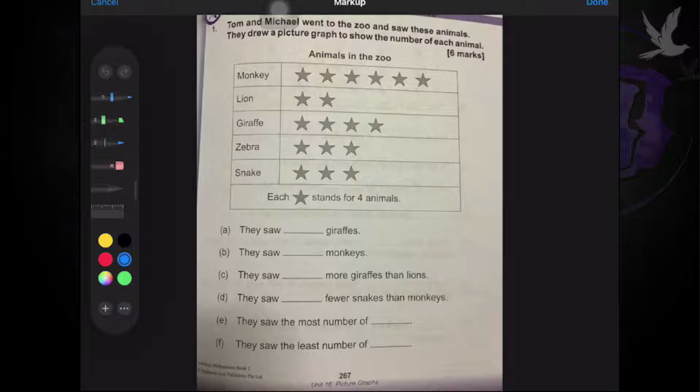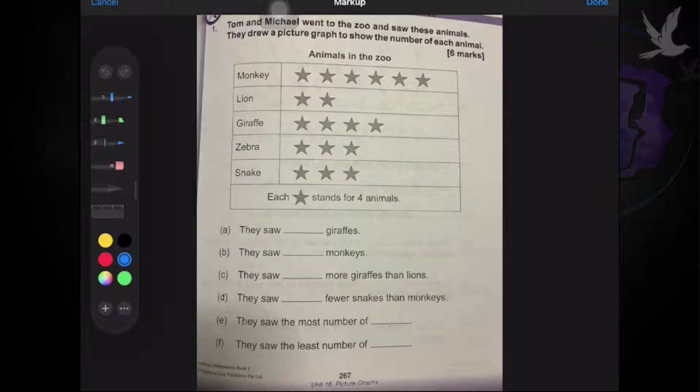Hello there, kids. Today we're going to talk about graphs. Graphs basically refer to a gathering of data. For example, in this case, it says that Tom and Michael went to the zoo and saw these animals. They drew a picture graph to show the number of each animal.